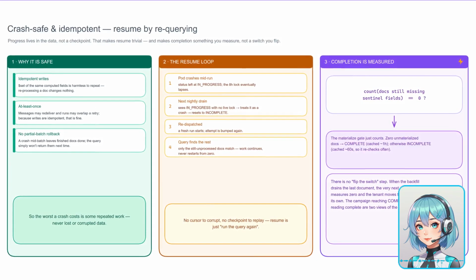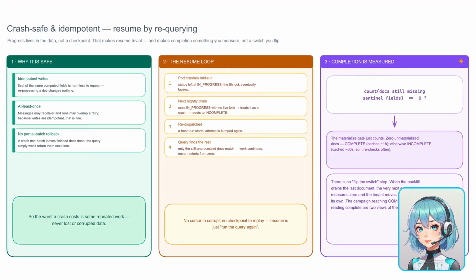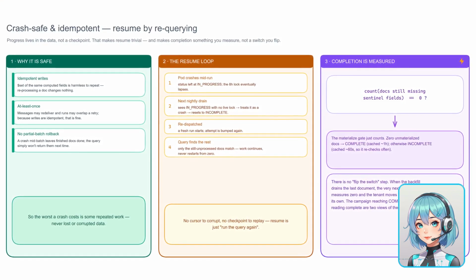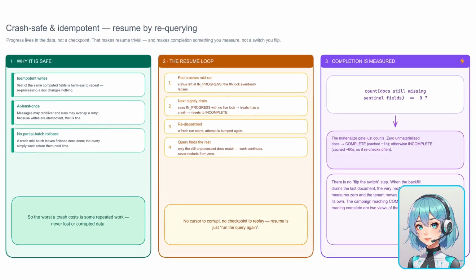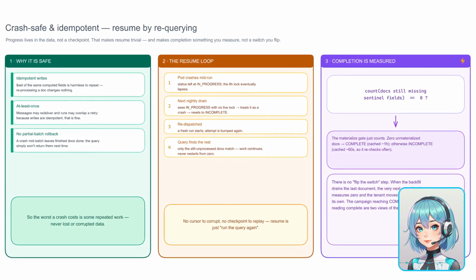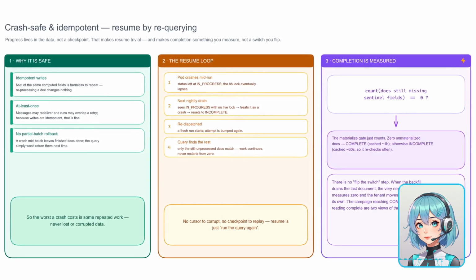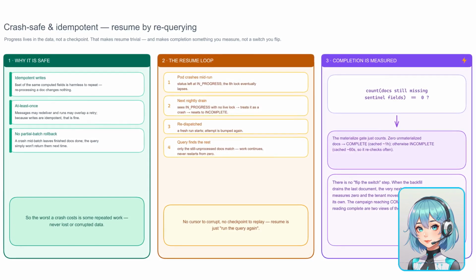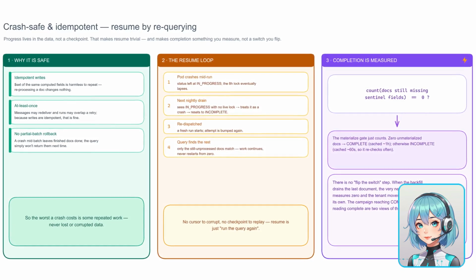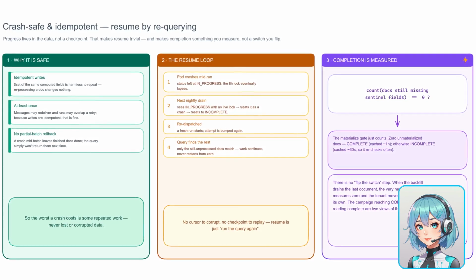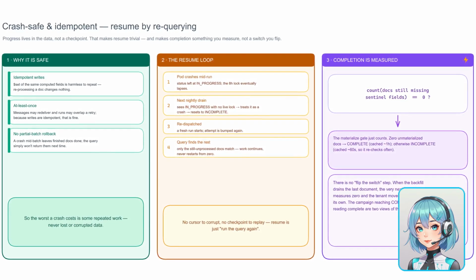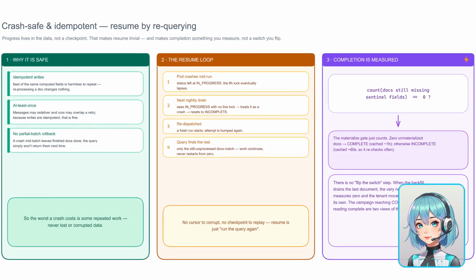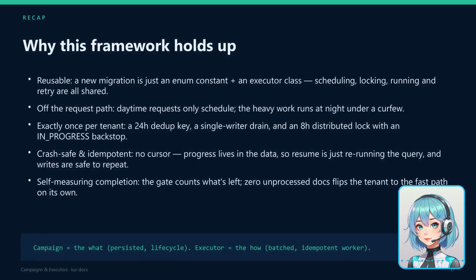And completion is measured, not flipped. The materialize gate simply counts the documents still missing fields. 0 means complete, cached for about an hour. Otherwise incomplete, cached for about a minute, so it rechecks often. There is no explicit switch. When the backfill drains the last document, the next gate check reads 0, and the tenant moves to the fast path on its own. So why does this framework hold up?